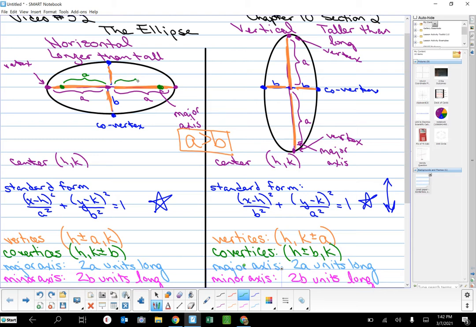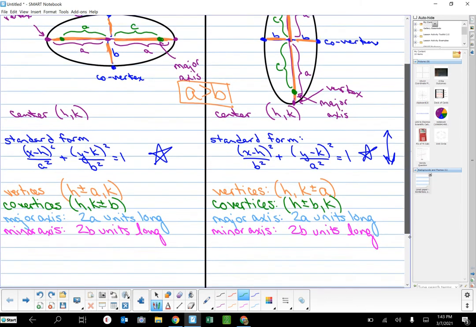That was supposed to be a c. It didn't look very good. c from the center. So they're on the major axis, c units from the center. Okay, so what the heck is c?